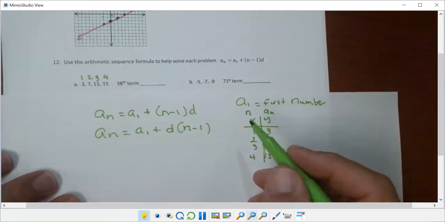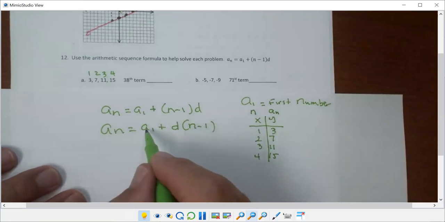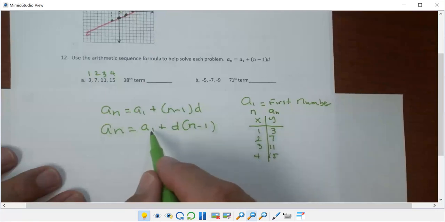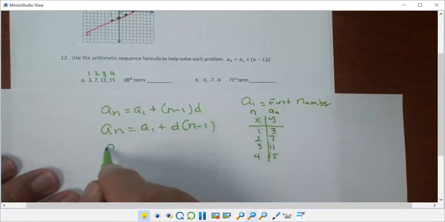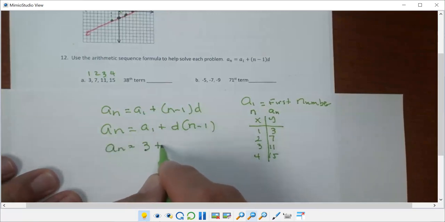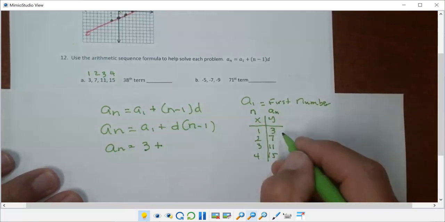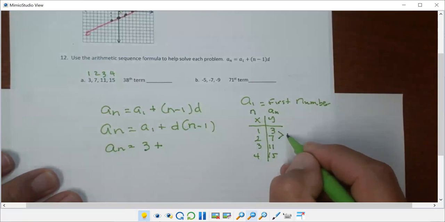The way I find this is I look at this equation here. This is the same thing as y. So a_1 represents the first number. The first number is a 3. See it right here? So I'm going to say a_n equals 3, plus d, which is my common difference. That's what that means, common difference. That means what is the difference between those two? So 7 minus 3 is 4.